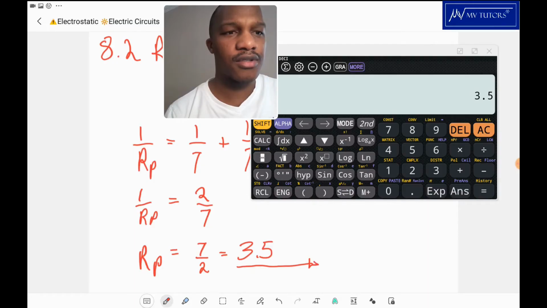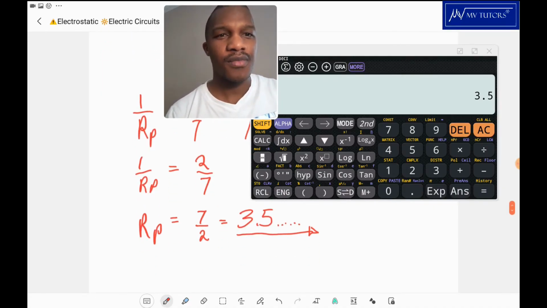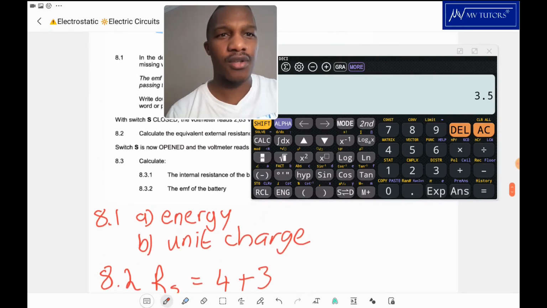Now I want to ask you something. What are the units of resistance? I'm going to leave that there, assuming that you are in metric and you already know what they are. I'll come back to them later, but comment in the comment section and tell me what unit I'm supposed to put over here. What's the unit for resistance? Okay, let's move on.